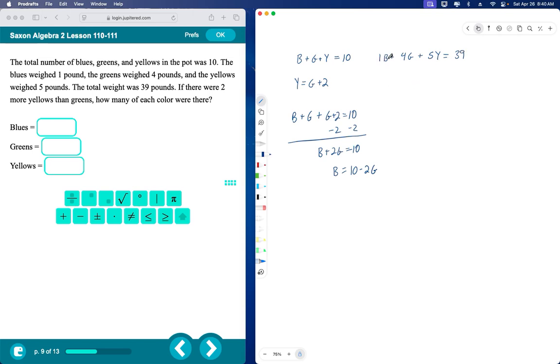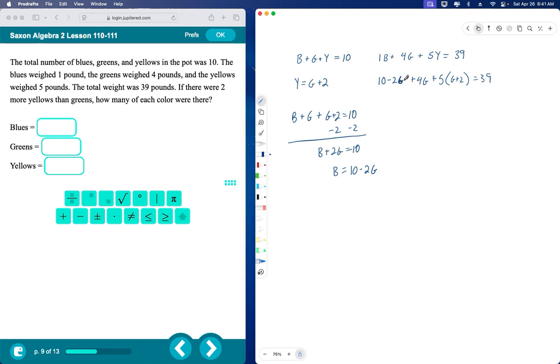So 1 times B. B is 10 minus 2G. So we just put that straight in for that. We don't know what G is. We don't have a sub for that. But 5 times Y is going to be 5 times G plus 2. That equals 39.